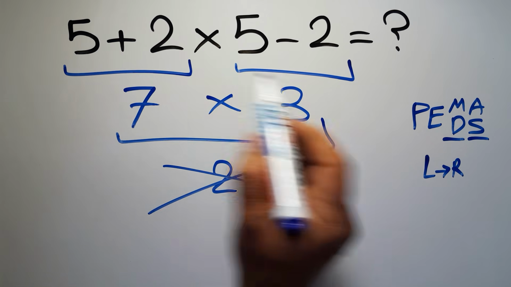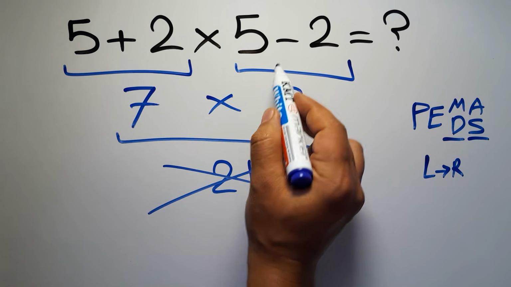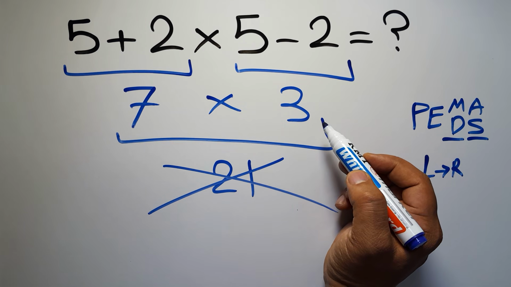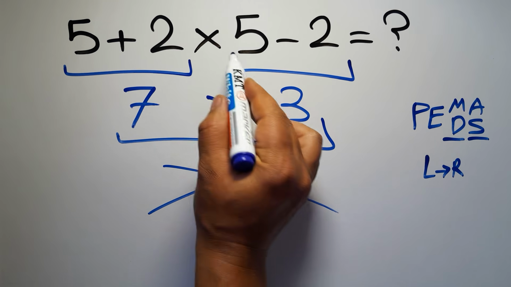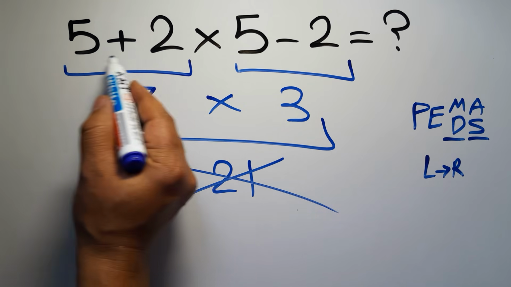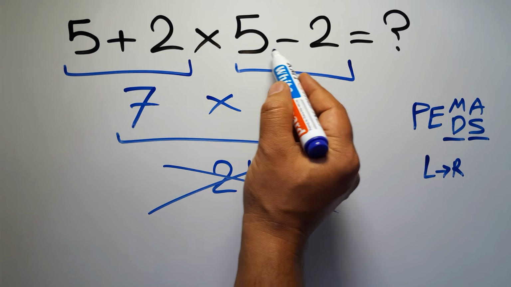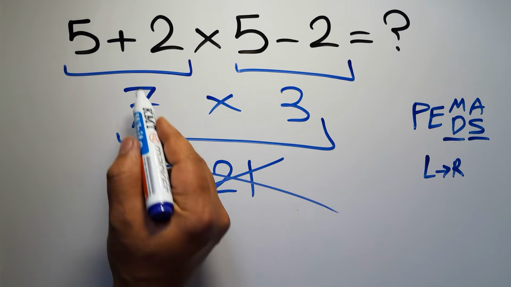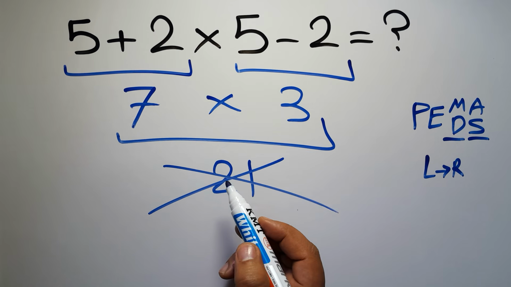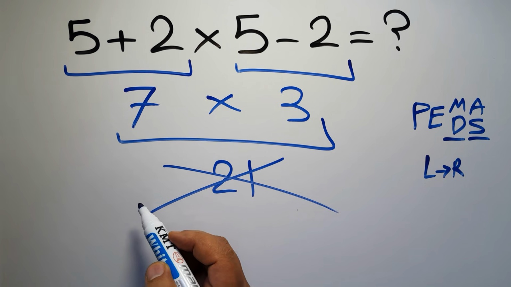In this expression, we have one addition, one multiplication, and one subtraction. According to the PEMDAS, first we have to do this multiplication, then this addition, and finally this subtraction. Okay? If we do this addition or this subtraction before this multiplication, it is wrong.